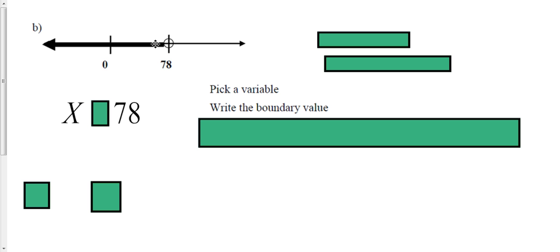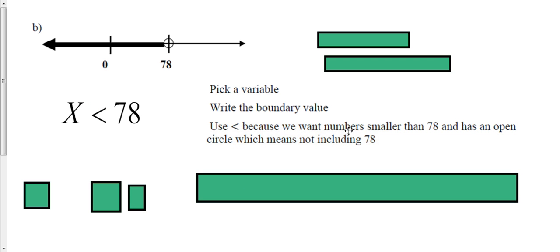And what I can see is these X numbers, all these solutions are less than 78 because it's going to the left. It is not colored in, so I don't put the equal sign. Again, that explanation: use the less than because we want numbers that are smaller than 78. And you've got to put your X on this side too, to follow along. It has an open circle, which means not including 78. Open circle, it can't be equal to 78. 78 is not a solution, just the numbers less than it.